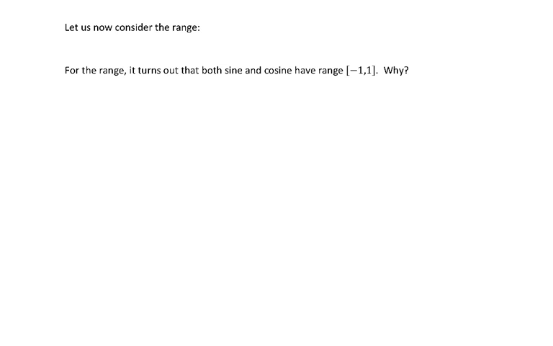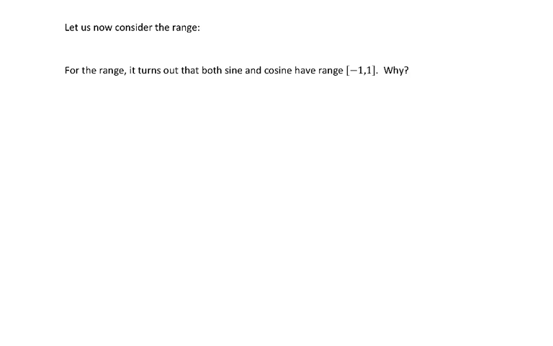Okay, so now we did the domain. We just did that in the previous video. Now, what we're going to consider is the range. What's nice about sine and cosine is that both of them have the same range, in fact. That is, both of them have range equal to the interval negative 1 to 1. That's what the range is.